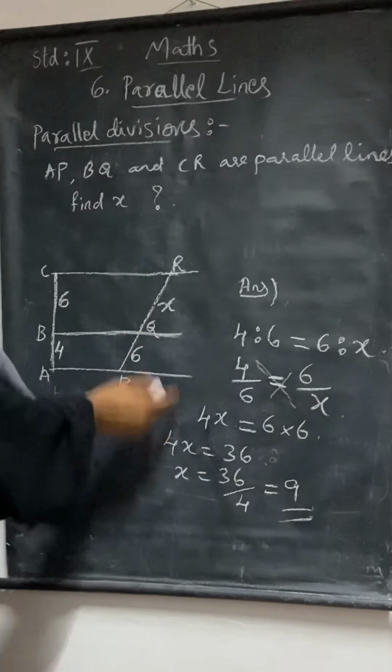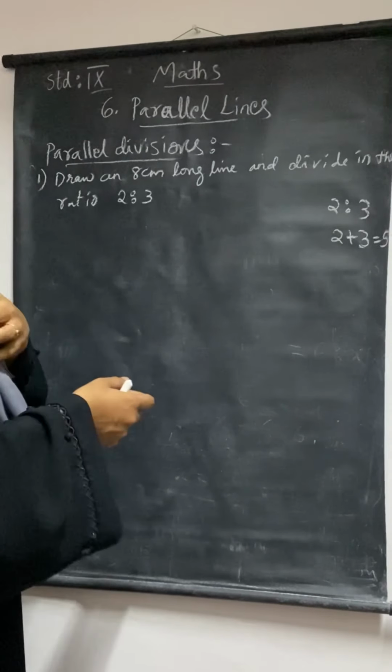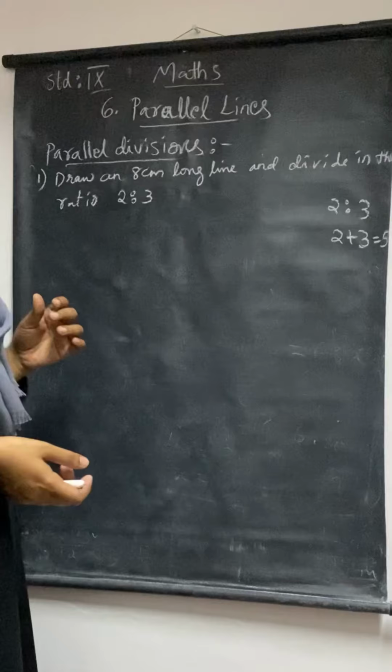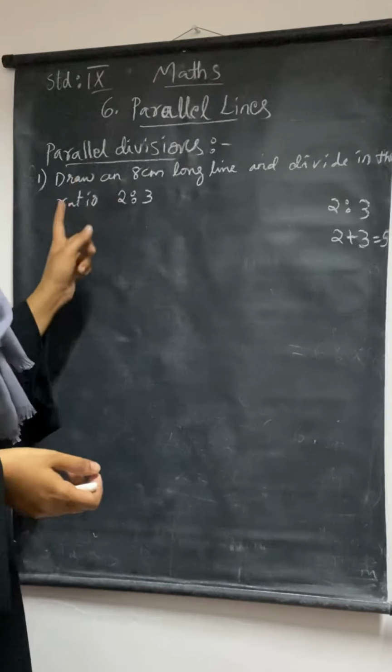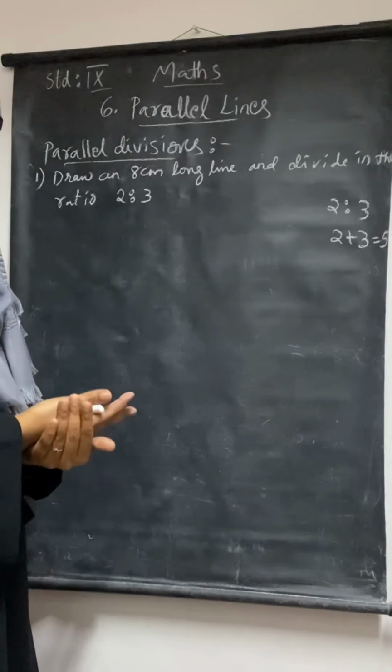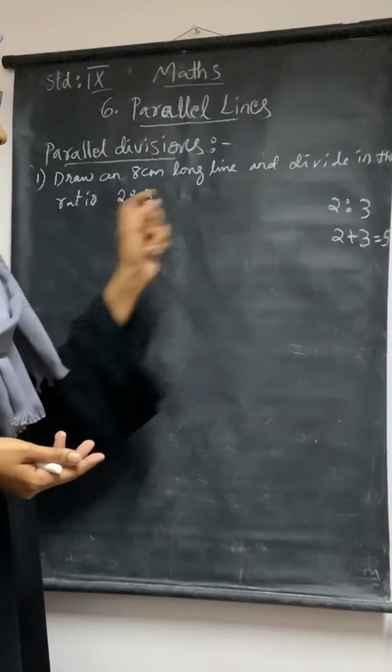So this is the way you have to find out missing lengths. Okay, now we'll do the problems from the textbook. You can take page number 88, the first question. Draw an 8 centimeter long line and divide in the ratio 2 is to 3. Just now we have seen the ratio and all. So we have to draw an 8 centimeter long line and divide in the ratio 2 is to 3.